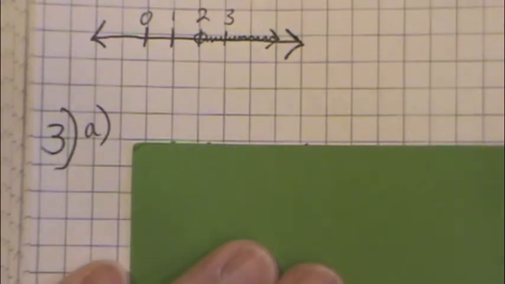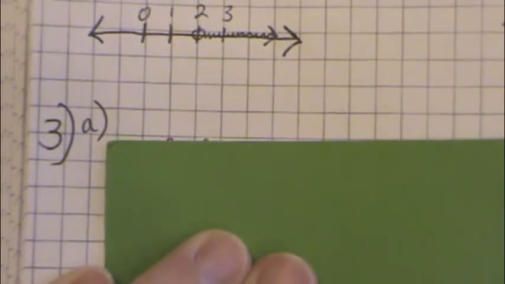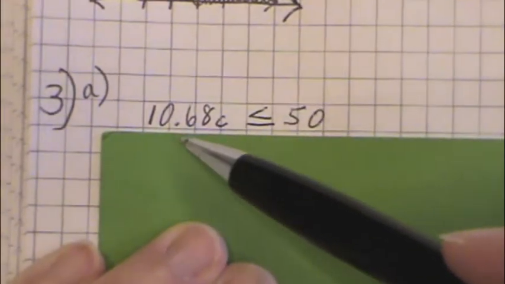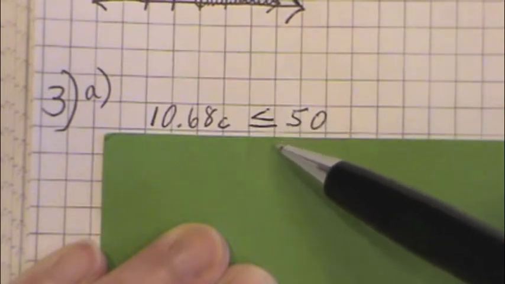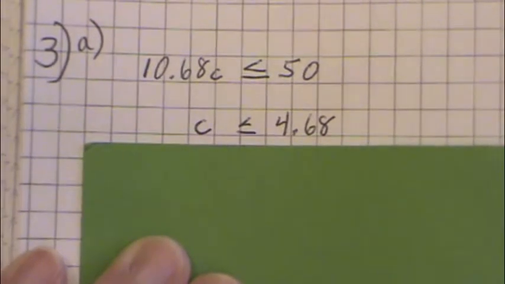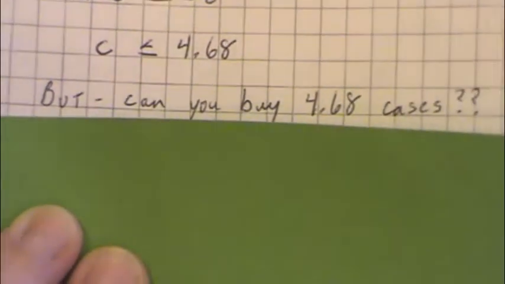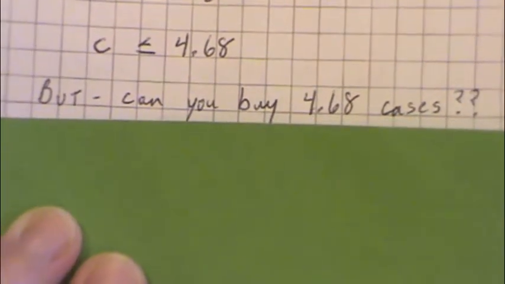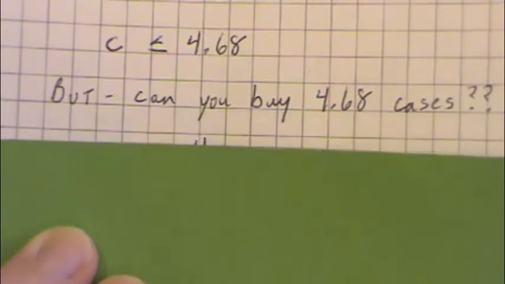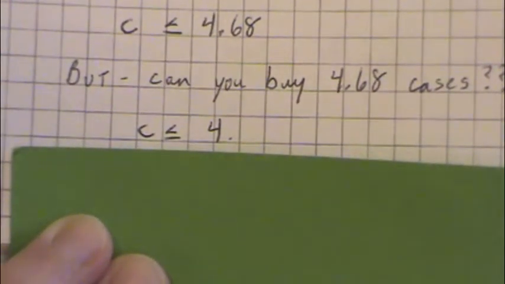So they've given you a problem where you can buy a case for $10.68 and you have $50 or less to spend. So I made C my variable for case, and I just set this up. 10.68 times C has to be less than or equal to 50. So I pull out my calculator, I end up with C is less than or equal to 4.68. But can you buy 4.68 cases of anything? No, not really. And can you buy negative cases? No, you can't. So really, you can only buy 0, 1, 2, 3, or 4 cases.